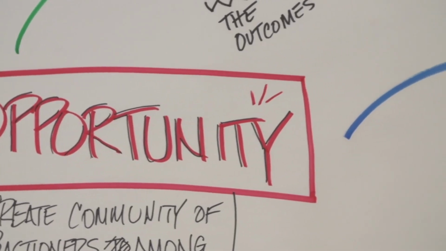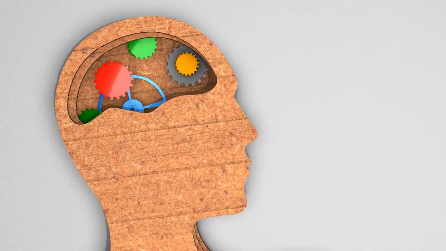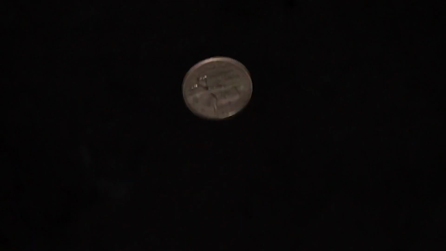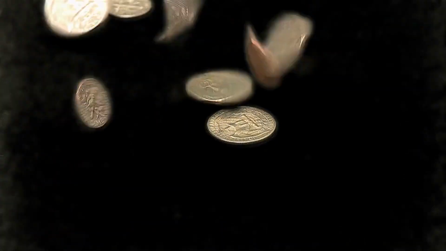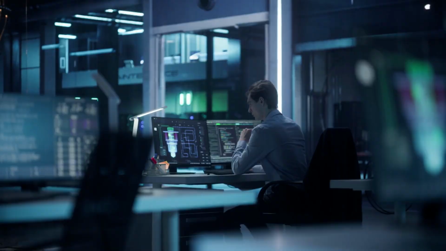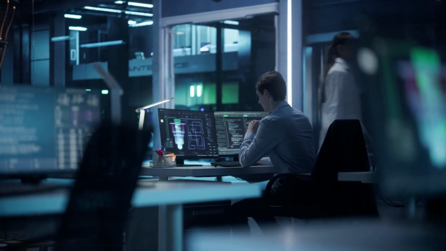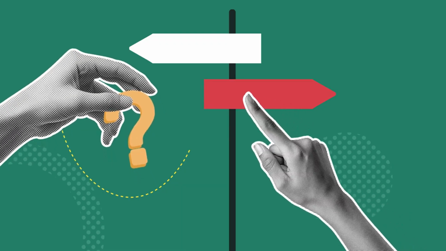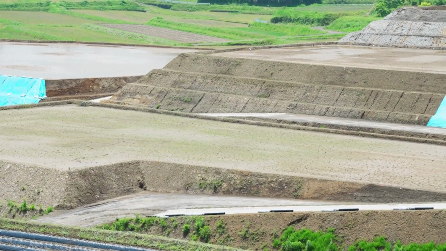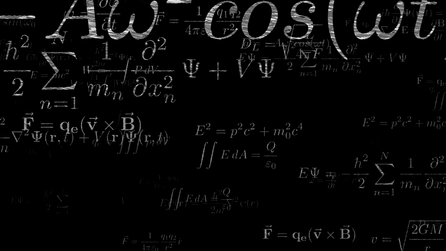Then there's an OR gate. That one's more relaxed. It says, if at least one condition is true, I'm good. And then there's the NOT gate. This one just flips things. If you give it a 1, it turns it into a 0. If you give it a 0, it turns it into a 1. Simple. Now here's the crazy part. With just these basic logic gates, you can build any kind of computation. Any calculation. Any decision. Anything your computer has ever done. Everything starts here.